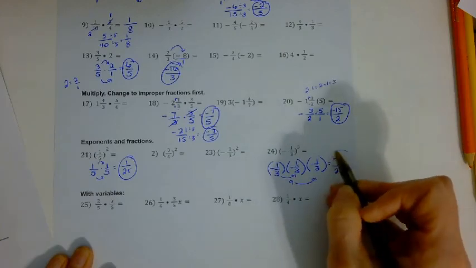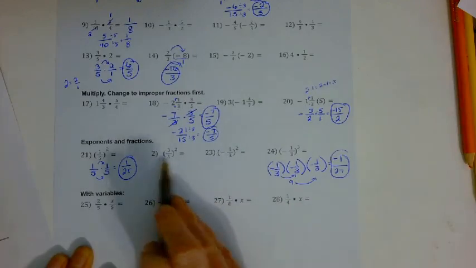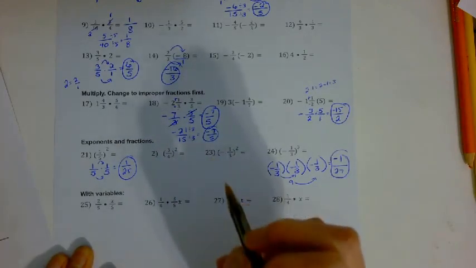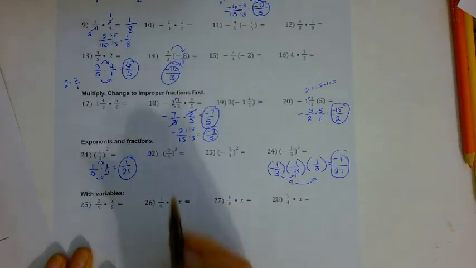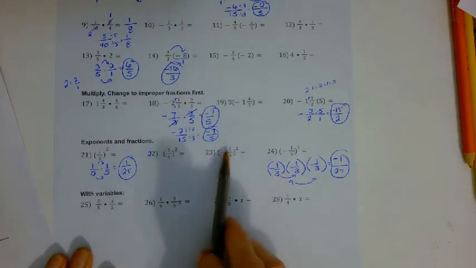Okay, so now you're going to try number 22 and 23. Okay? I'm using the same method. It's good to put the negatives in parentheses like that. Okay?